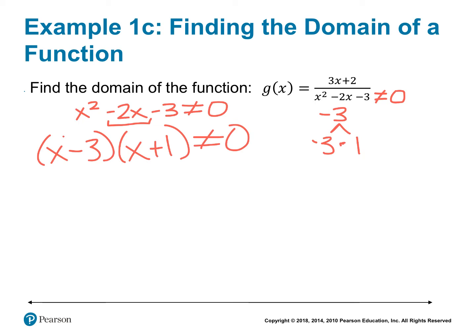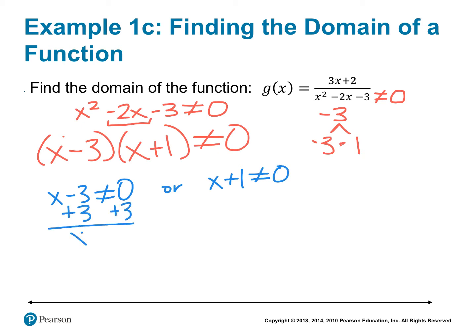So if we continue this, this means that we would have x minus 3 cannot equal 0, or x plus 1 cannot equal 0. So that would mean if I solve it, x cannot equal 3, or x cannot equal -1.